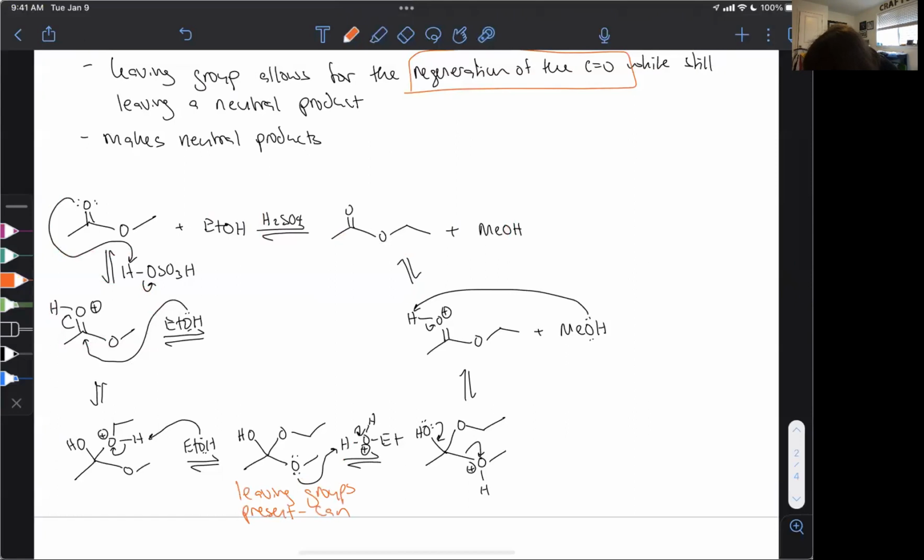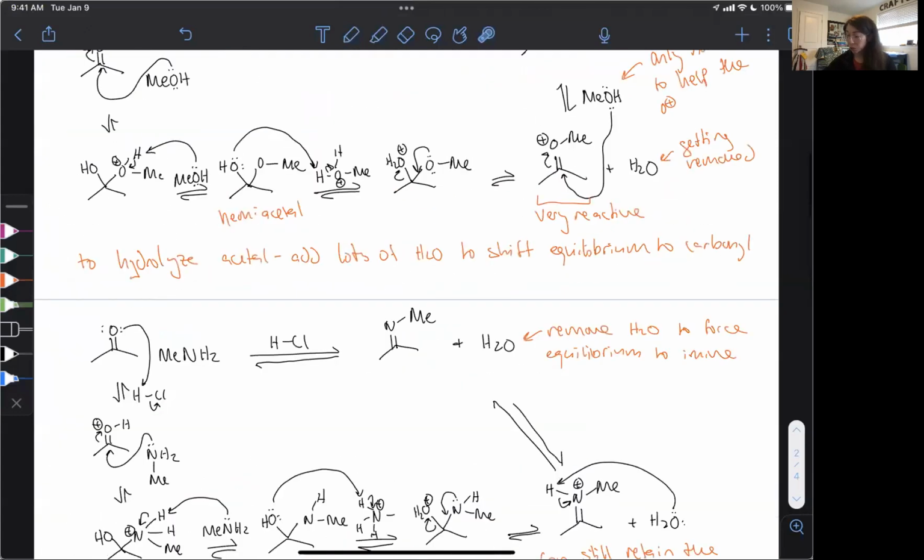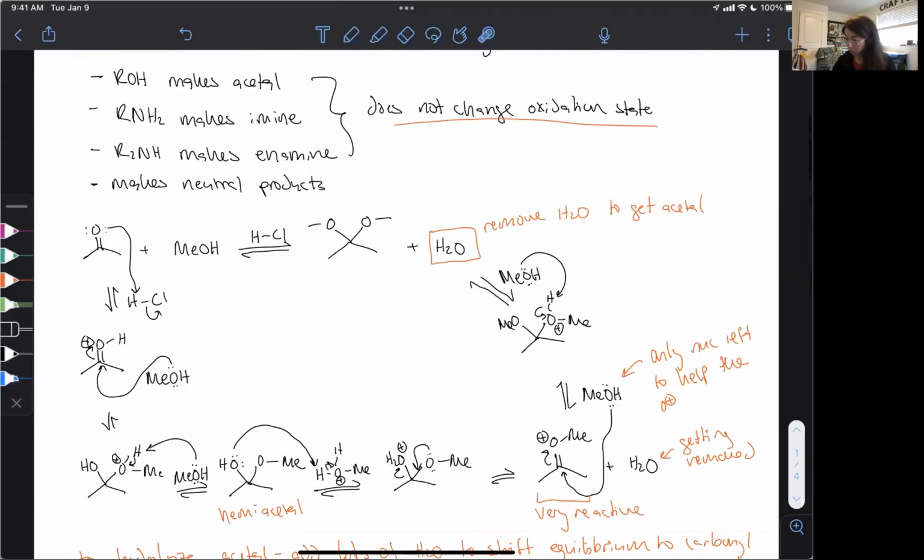We can still form a carbonyl, okay? And that's exactly what happens. So we still want to be leading ourselves towards carbonyl formation. If we look at the acetal version, once we got to that hemiacetal, we did still have a leaving group leave, right? And then we ended up here.